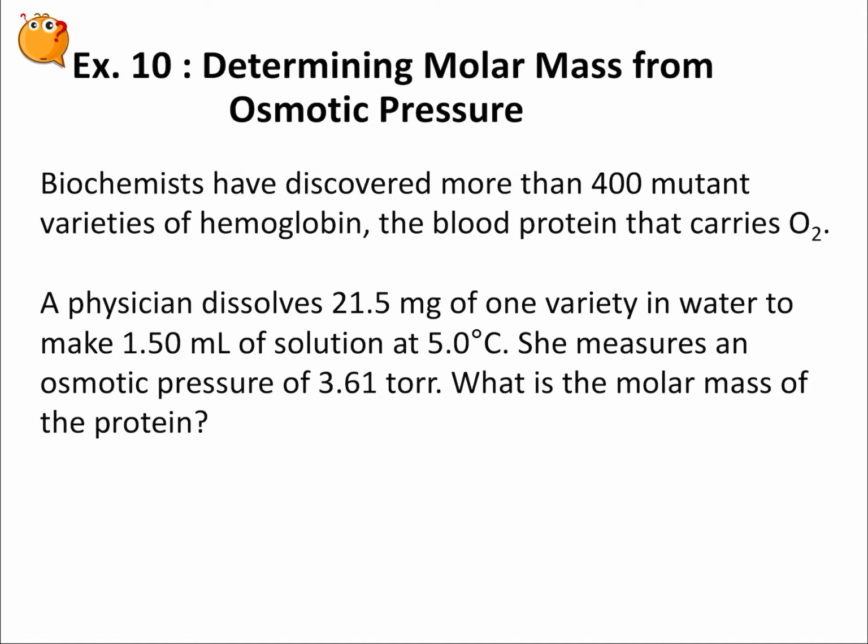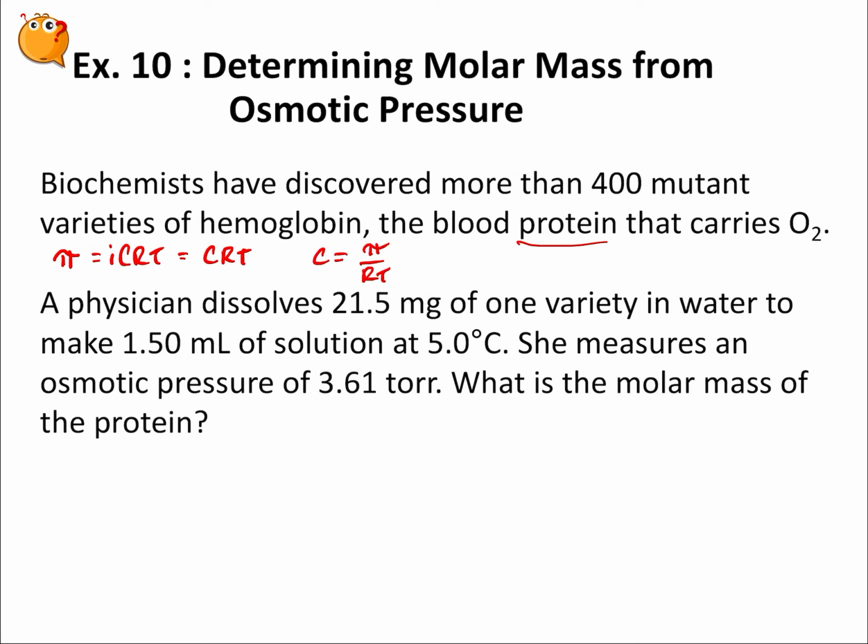The equation we want to use is pi equals i C R T, where we're going to make the assumption here that the protein itself does not dissociate in water, which makes sense because it's an organic substance. It's not a salt, so it's just CRT. We can drop the Van't Hoff factor. And we're going to rearrange this because what we want to find out is concentration. And concentration is going to be equal to pi over RT.